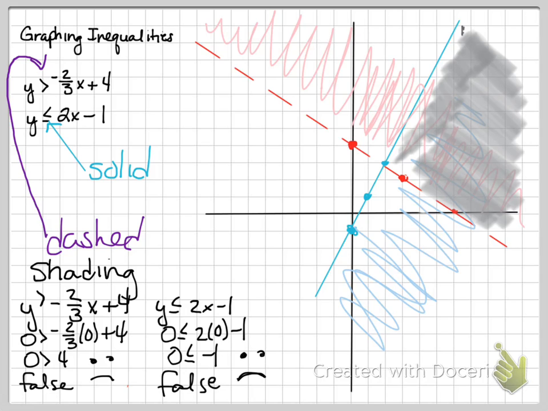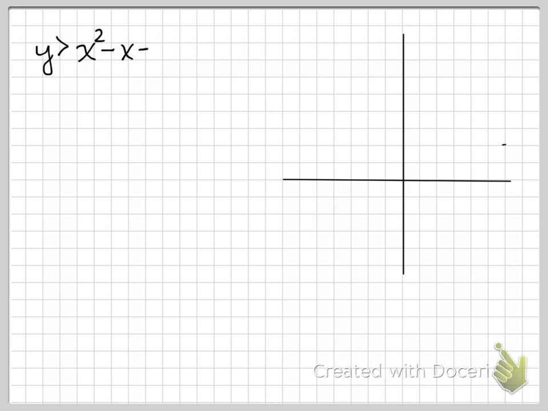Okay, so now let's go on and do one this time involving a parabola. I'm going to start with my xy axis. And so let's write our equation. So let's do y is greater than x squared minus x minus 2. Okay, so let's graph our parabola.